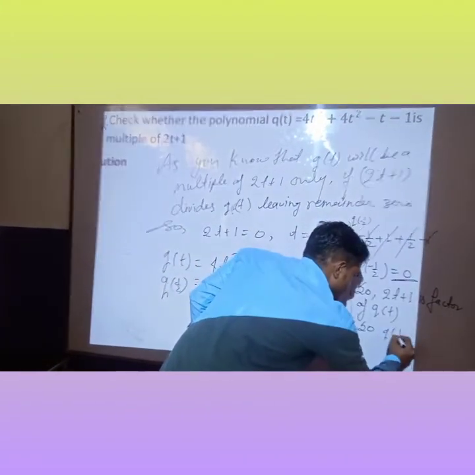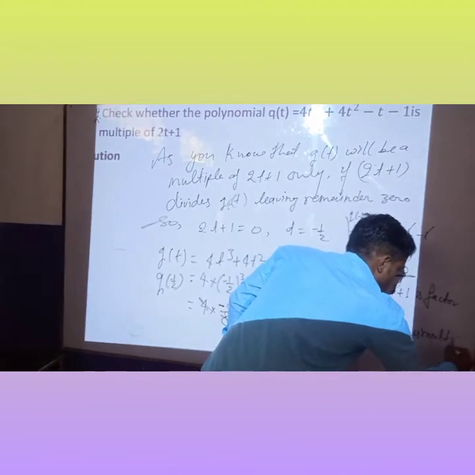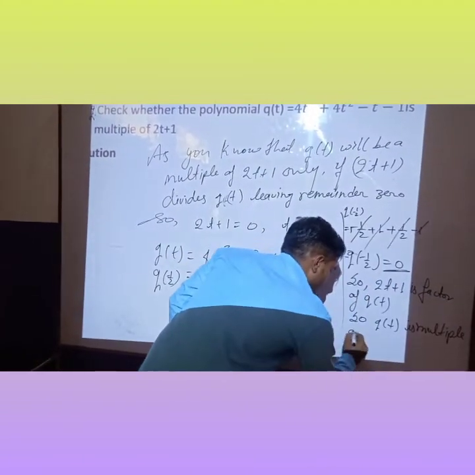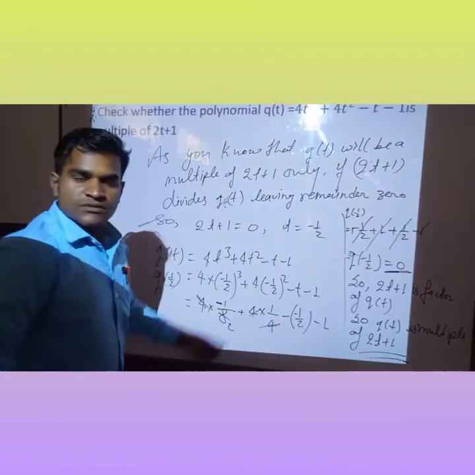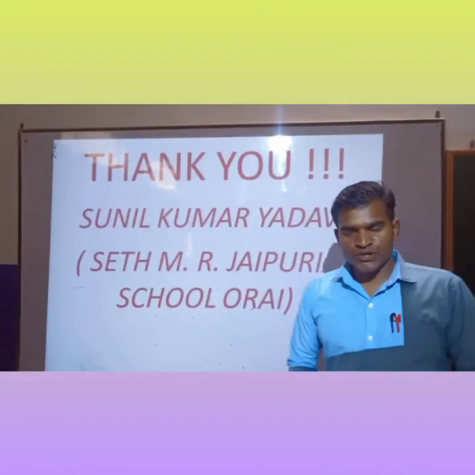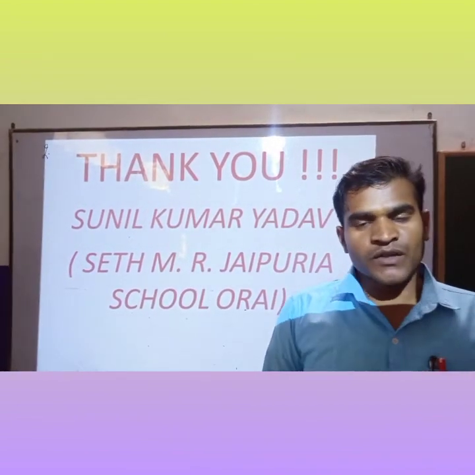Why is 2t plus 1 a factor of q(t)? Because when 2t plus 1 divides q(t), it leaves remainder 0. If the remainder is 0, it means 2t plus 1 is a factor of q(t) and q(t) is a multiple of 2t plus 1. That's the proof. Okay. Thank you students. In the next class we will learn the factor theorem.